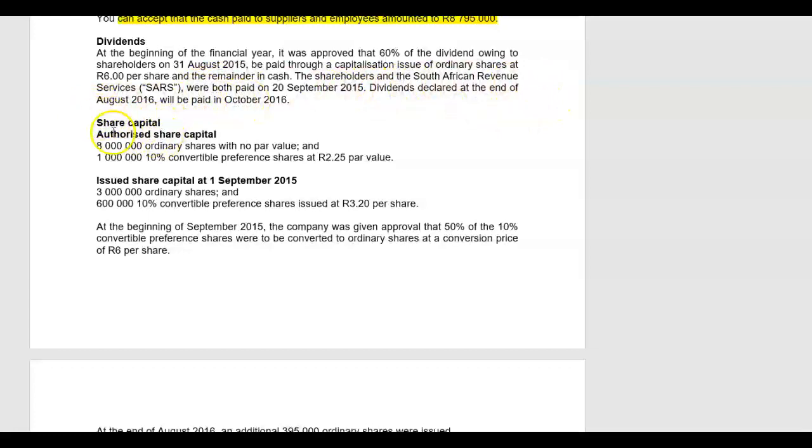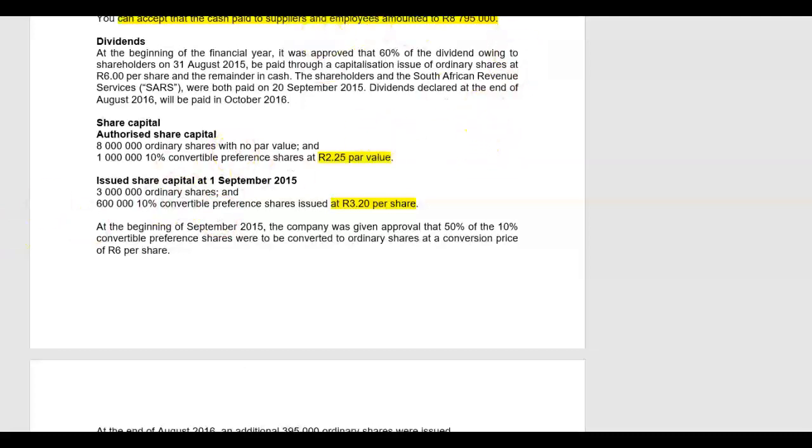Then share capital, they give us the authorized share capital. We have 1,010% convertible pref shares at R2.25 per share. Issued share capital, we have 3 million ordinary shares issued and 600,000 convertible pref shares issued at R3.20 per share. So that ordinary shares means it's no par value shares. Here's a nominal value attached to the share, so that's par value shares.